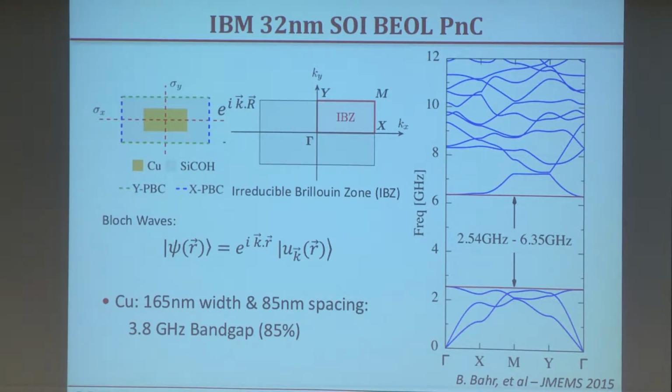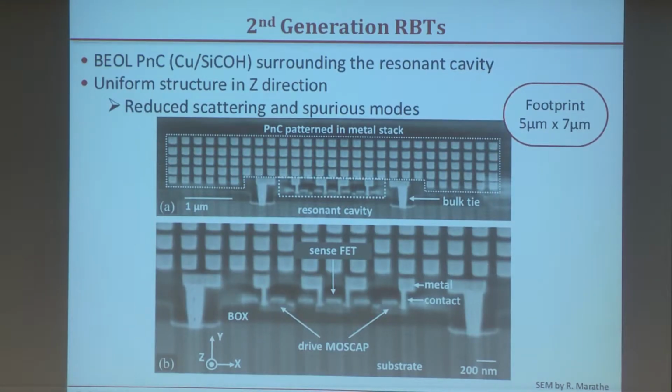So I said, well, okay, that looks great. This is the first device I made myself in IBM 32 nanometer SOI. You can immediately recognize the phononic crystal on top, and I have my resonant cavity here. In this resonant cavity, I use 2 MOS caps for driving and 1 MOSFET for sensing. The other important thing is that I made the structure uniform in the Z direction, so out of plane, everything is uniform as we go along. We will see that this reduces scattering.